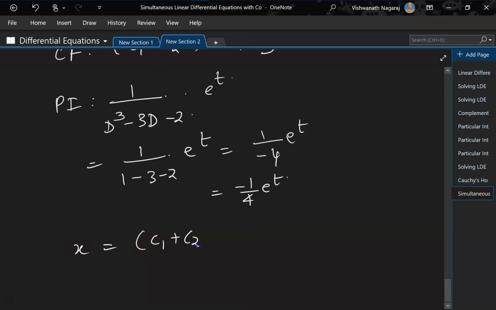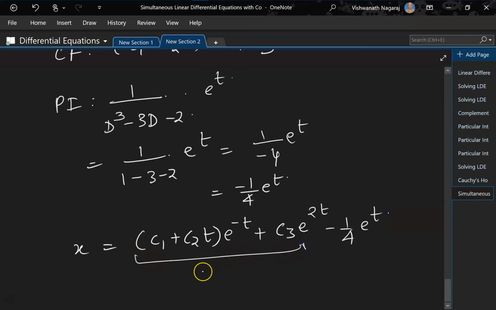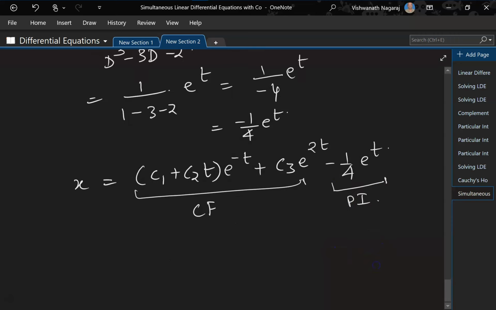So our solution, that is x, is equal to c1 plus c2t e to the power of minus t plus c3 e to the power of 2t minus 1 by 4 e to the power of t. So this is CF and this is PI, right? Now we have got the x. Now we have to figure out y.